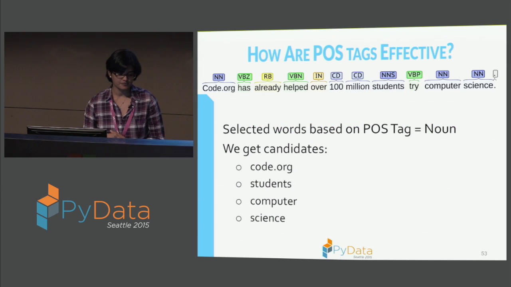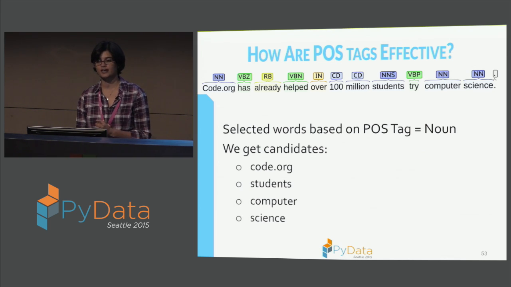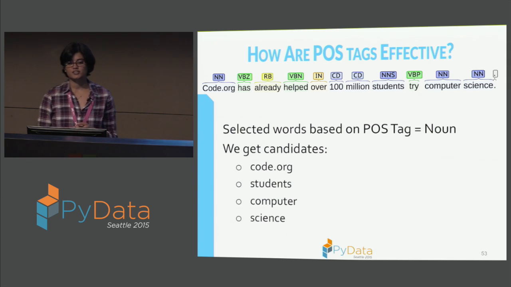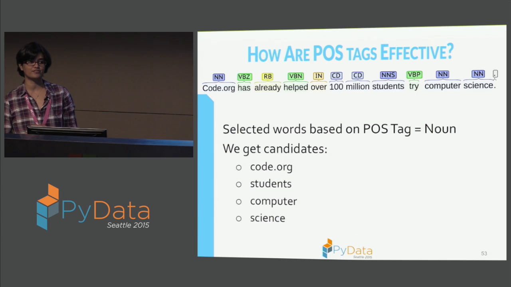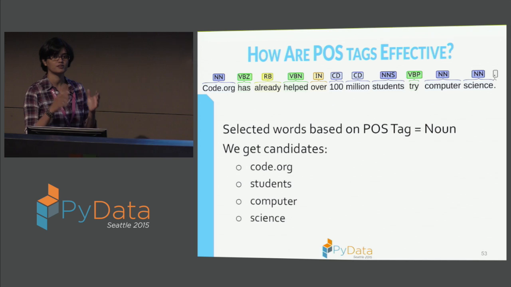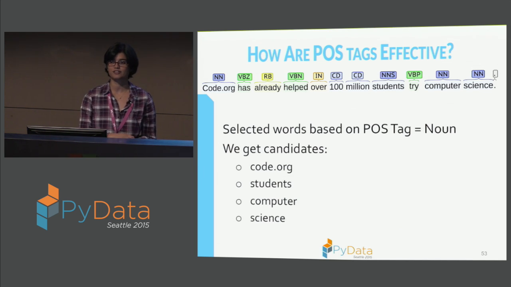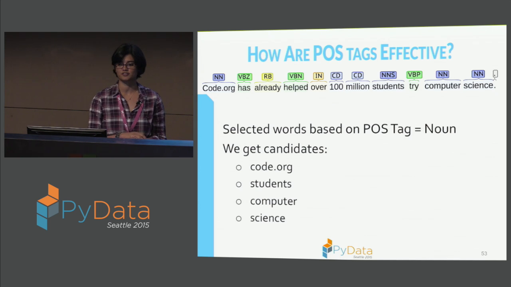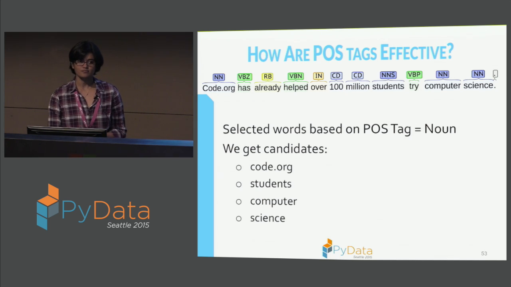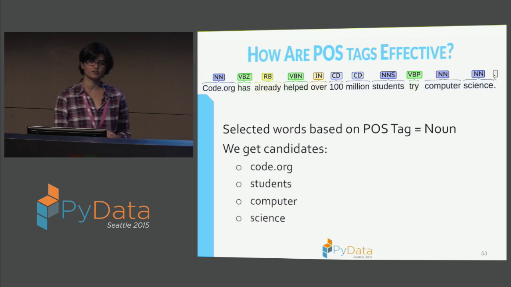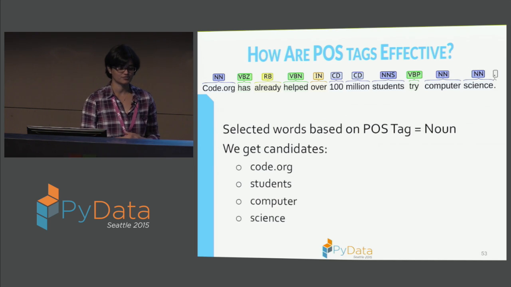Here's an example, and this is from the keynote description. Code.org has already helped over 100 million students try computer science. Now, this was taken from the Stanford part of speech tagger. If you go to Stanford Core NLP, you can do an online demo of part of speech tagging. In fact, if you would like to do that right now, it'll be really cool for you to check it out. Stanford Core NLP is the Google keyword that you should search for.